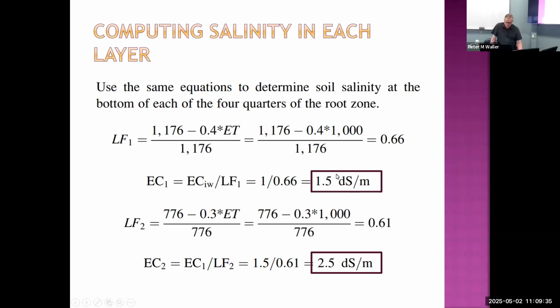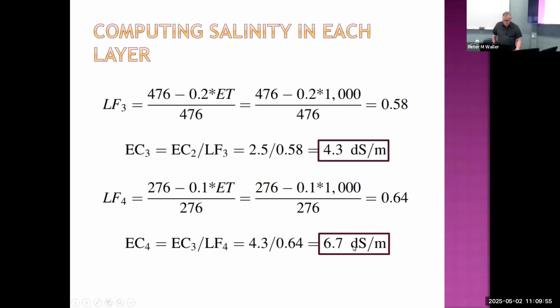Remember we calculated the leaching fractions and the associated electrical conductivity in each layer. So the upper layer was 1.5 decisiemens per meter. The second layer is 2.5 decisiemens per meter. Third layer is 4.3, and the last layer is 6.7.